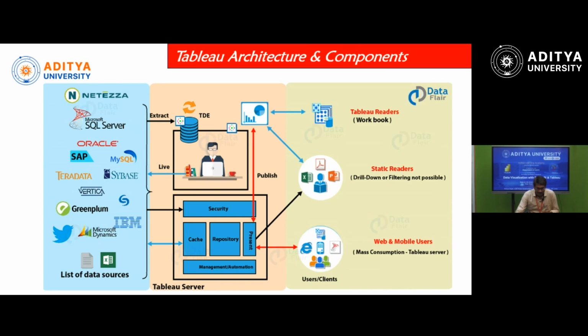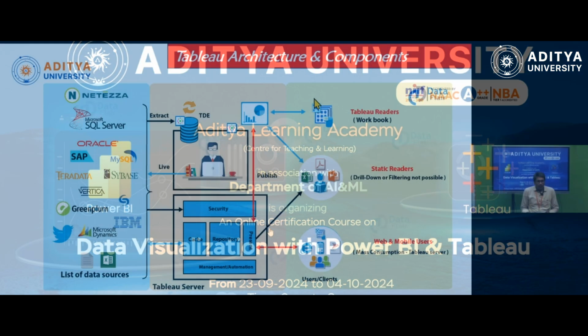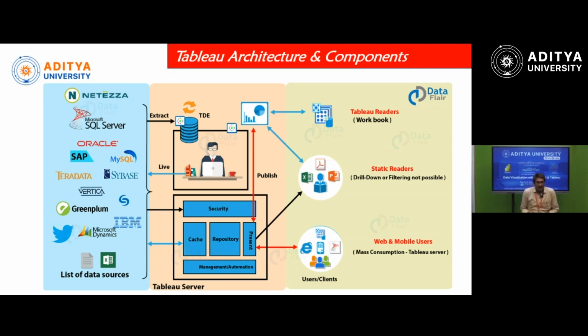Now we are going for Tableau architecture and components. As part of any tool, first we will have the architecture, and the architecture internally will have many components which are responsible for performing the operations. As part of the Tableau architecture, we have 3 layers here.